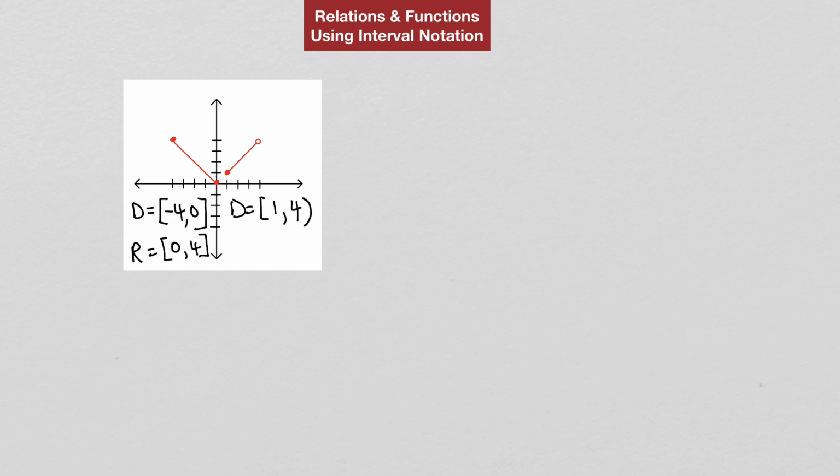Okay, and then the range will be equal to the lowest value here along the y-axis, which would be 1, and it goes all the way up to, but not including 4. So we would specify that with an open bracket at 1, and then it goes all the way up to 4, but not including 4. So we close that off with a parenthesis.